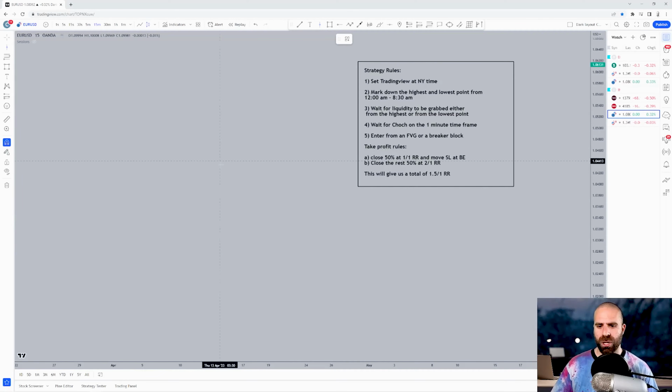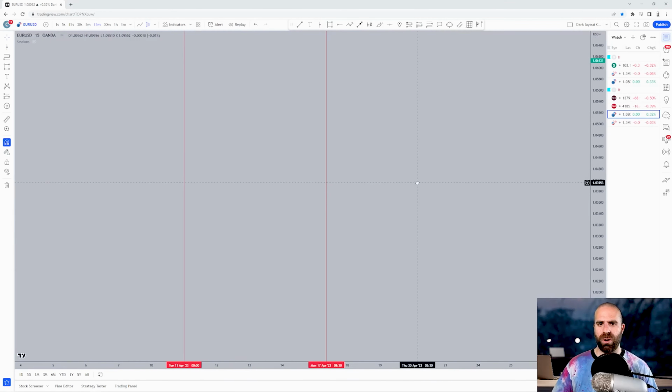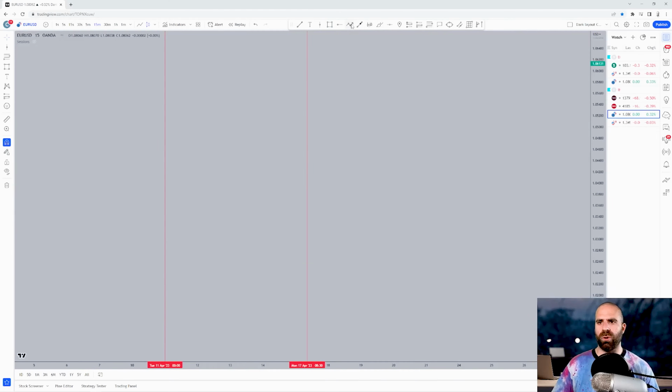New York time. So let's go ahead and find 12 o'clock, and 12 o'clock is exactly right here, and then I will put another line at 8:30. And 8:30 is exactly right here. Now let's suppose that between those times price is doing something like that, just random stuff. We don't really care, I'm just showing you the strategy.